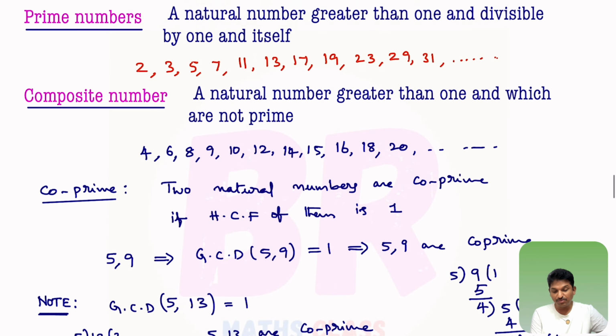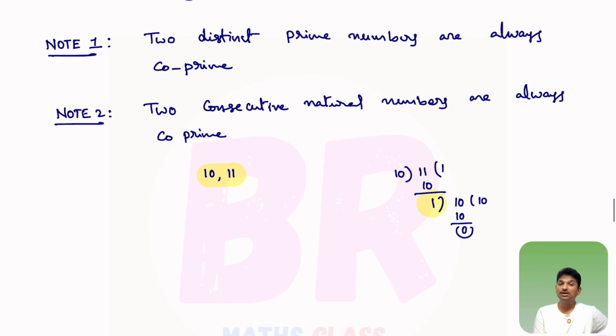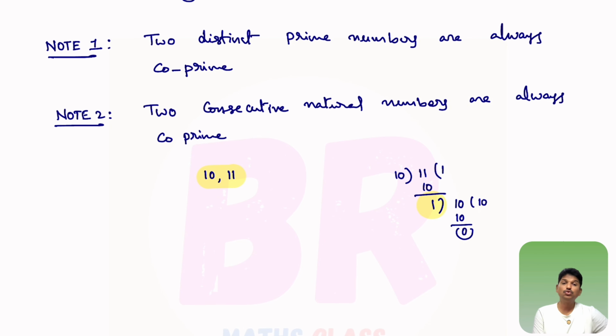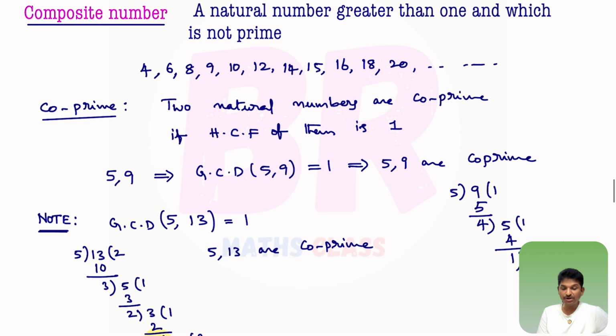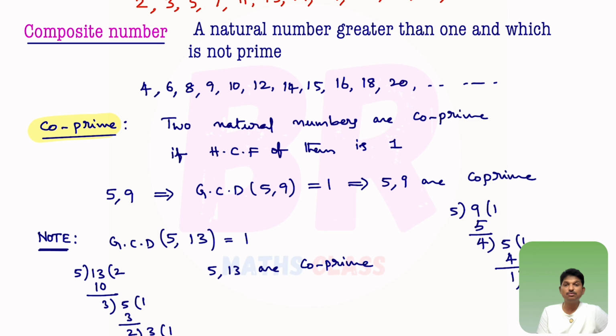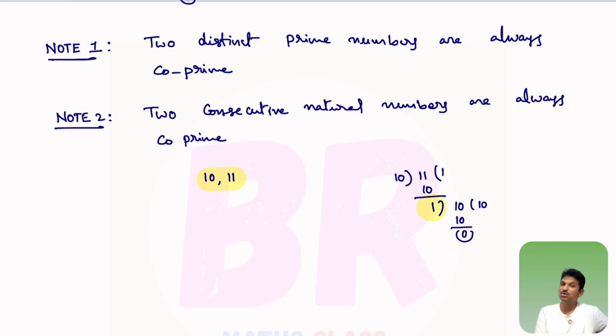So related to prime numbers, what did we learn? What are prime numbers? A natural number greater than 1 and divisible only by 1 and itself. A composite number is a natural number greater than 1 which is not prime. And related to prime numbers, you need to know that two distinct prime numbers are always co-prime. What is co-prime? Two natural numbers are co-prime if the highest common factor of them is 1. This co-prime concept is important for JEE. Related to this, you need to know these things. Two distinct prime numbers are always co-prime. You take any two distinct prime numbers, they are always co-prime. No need to check like this, right? Two consecutive natural numbers are always co-prime.